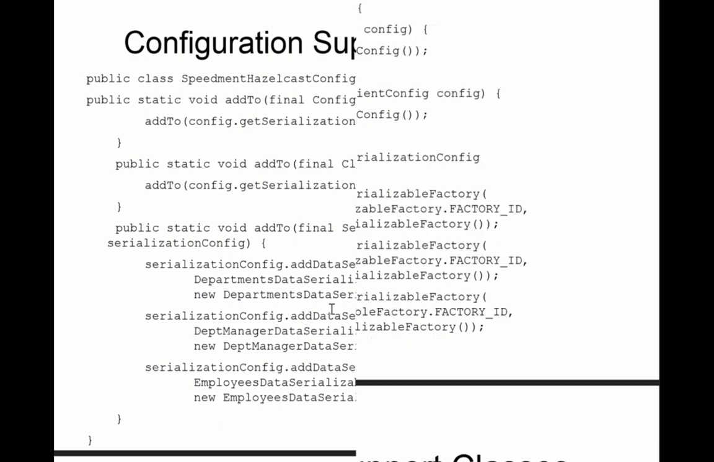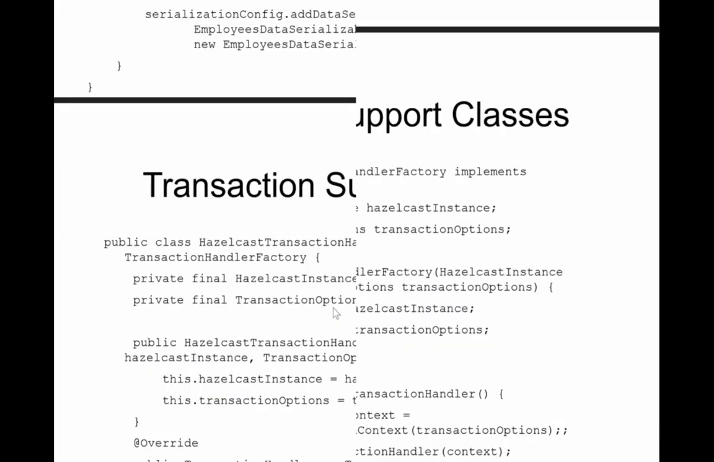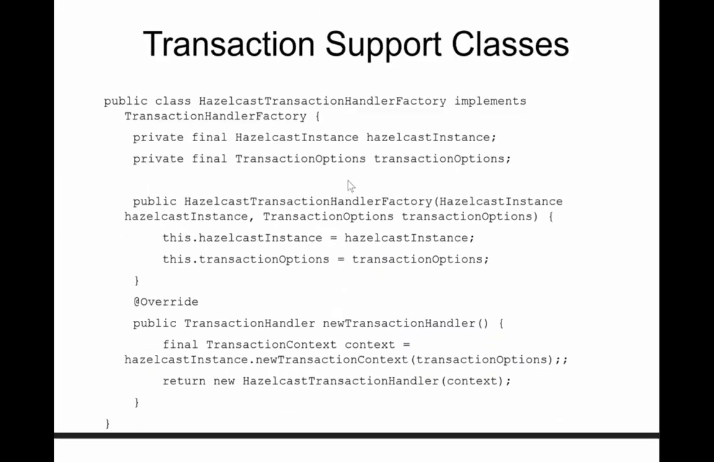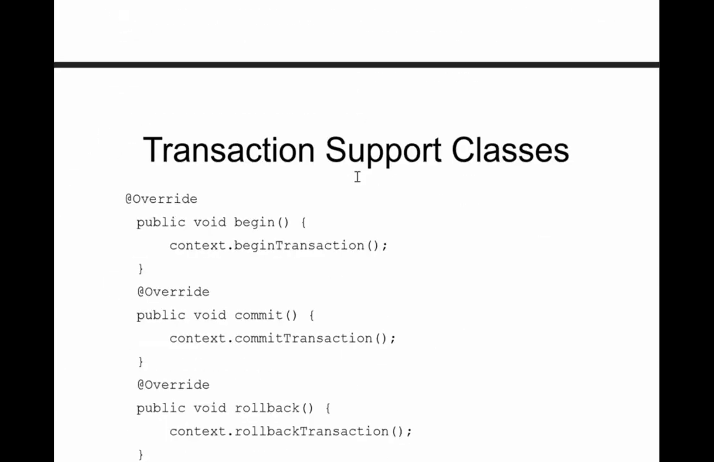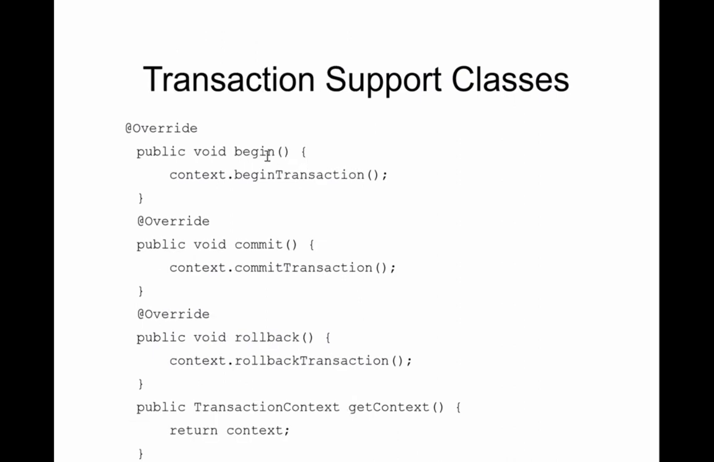So, and then we have transactional support. Well, it's very similar to Hazelcast. I can show you this one here. As you can see, it's just a name mapping. So in Speedment, the name of the transaction is begin, and in Hazelcast it's begin transaction. So it's really a one-to-one mapping between the transaction that's made there.